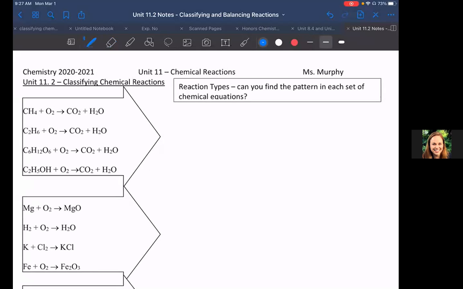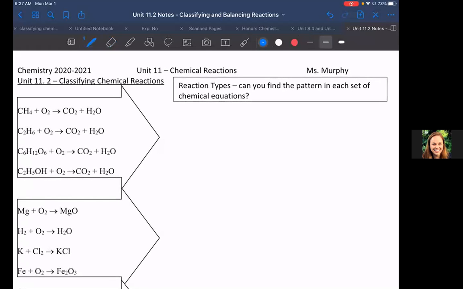So how many reactants and products do they have? What type of reactants and products, and so forth. So we're going to take some notes on the 5 different types that we're going to cover and those little patterns that we can pick out. We're going to start with the first one, which is combustion.